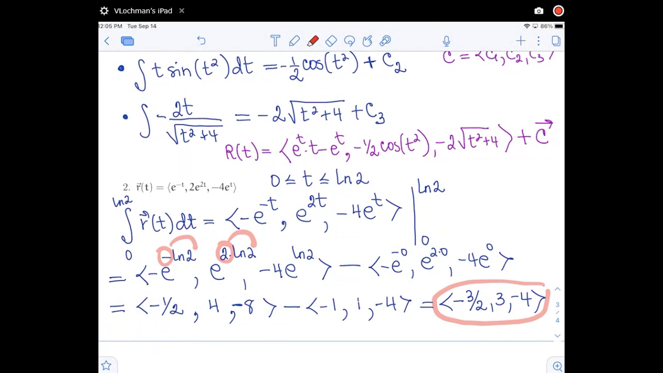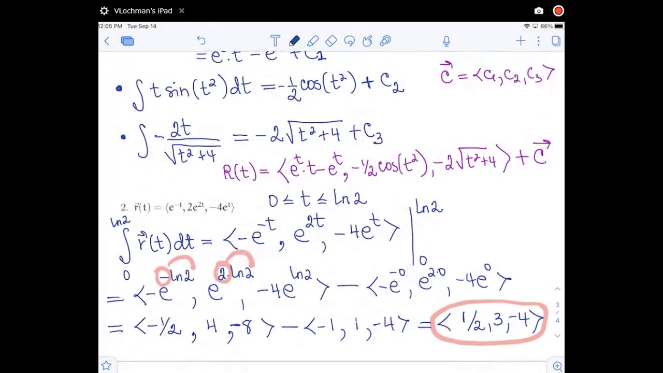Okay, so that's our vector. Is the first one 1/2? Yes, thank you. Let's fix that. I have it correct in my notes, and I was just going too fast right now. Yes, so this is negative 1/2 plus 1. That should be positive 1/2. Good catch.